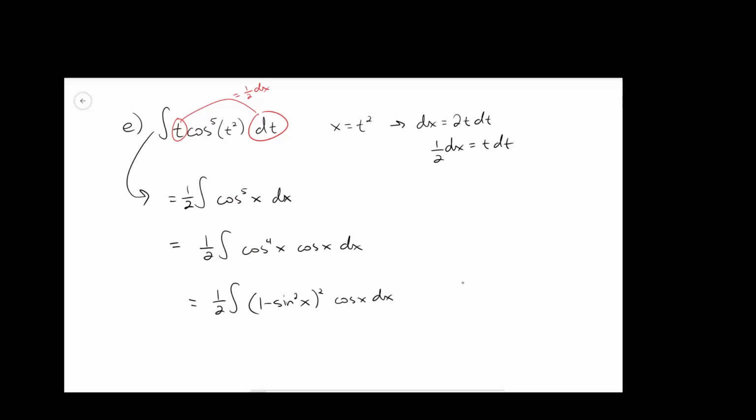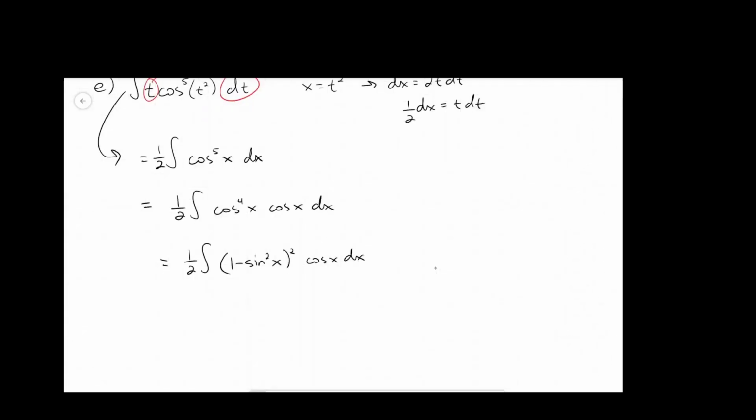Okay, and then at this point we're ready to make our substitution. Here we can say u, that's why I decided to use x on that other one. u is equal to sine x. And so du is then cosine x dx. And so here we see the cosine x dx, it's just going to become du. So we're going to get 1/2, changing this into u's now, 1 minus u squared squared du.